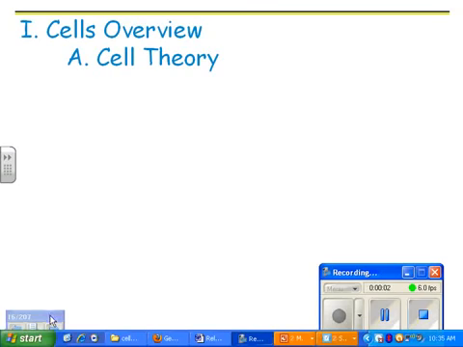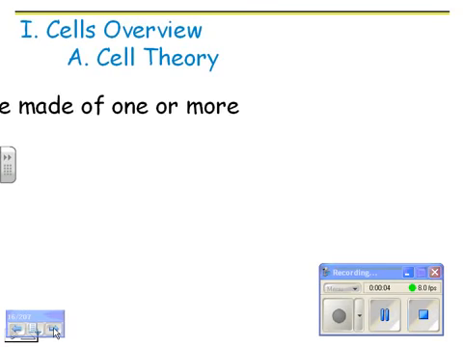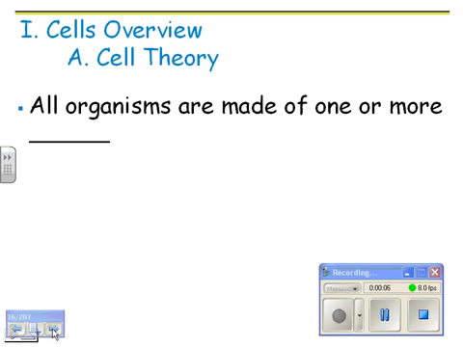Cells overview, we're going to talk about the cell theory to start with. All organisms are made of one or more cells. So your dog, your cat, your goldfish, your oak tree outside, the grass, the worms out there, the bacteria under your fingernails, all of them are made out of cells. The only kind of wacky one are viruses. They are not alive and they're not made out of cells, though they certainly do have some characteristics of life.